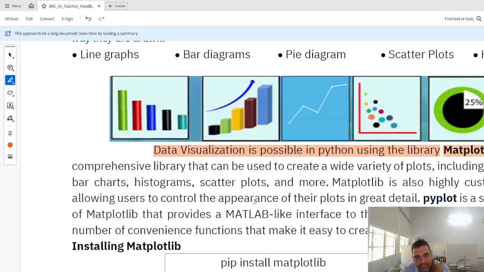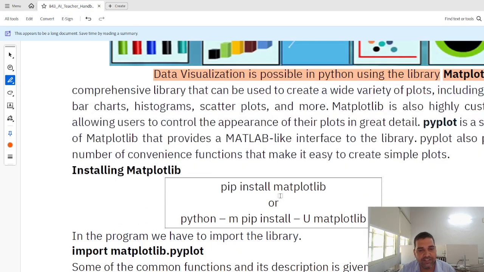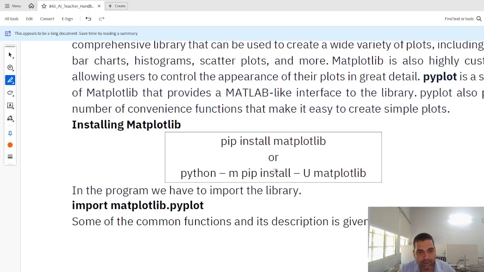This is a comprehensive library which can be used to create a wide variety of plots including line plots, bar charts, histograms, scatter plots and more. Matplotlib is also highly customizable, allowing users to control the appearance of their plots in great detail. Students, PyPlot is a submodule of matplotlib that provides a MATLAB-like interface to the library. From matplotlib, we basically use PyPlot. PyPlot provides a number of convenience functions which make it easy to create simple plots. You have to install matplotlib in Jupyter Notebook.